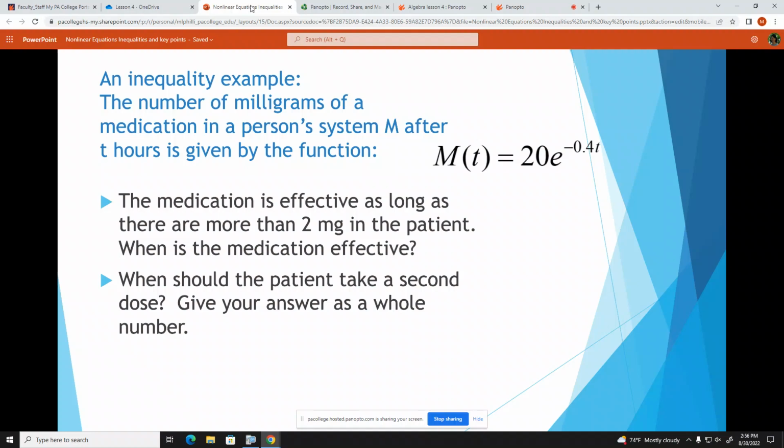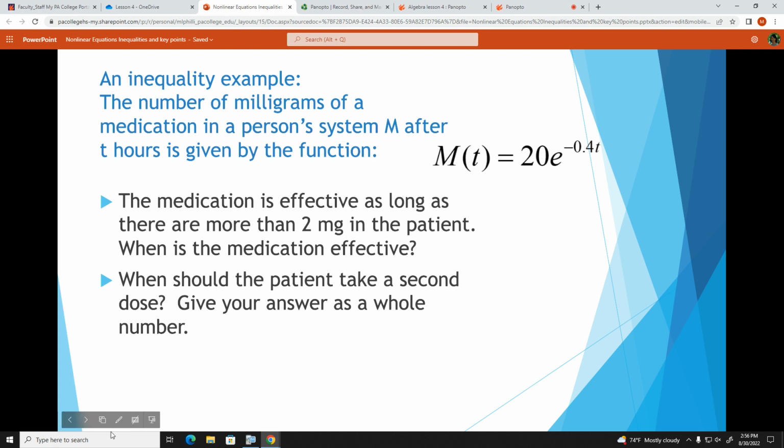Hello. We are going to take a look at an equation that we looked at earlier, but this time we're looking at it from the perspective of an inequality. So let's take a moment to read. It says the number of milligrams of a medication in a person's system, M after T hours, is given by the function M of T equals 20 e to the negative 0.4 T.